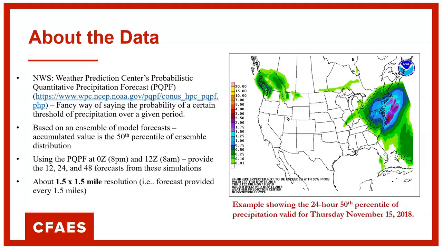It's a raster-based output map, and the size of the cells in the output map is 1.5 mile by 1.5 mile. So if your field is much smaller than that, then you really don't have to delineate it. If your field is bigger than that, then you should probably delineate it. Okay, so that's where the data is coming from, the PQPF.